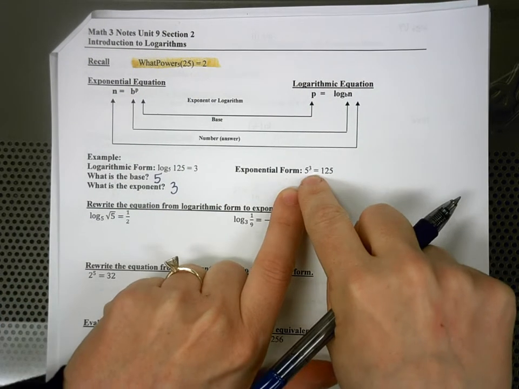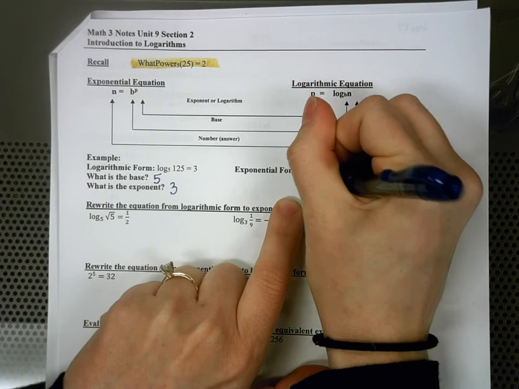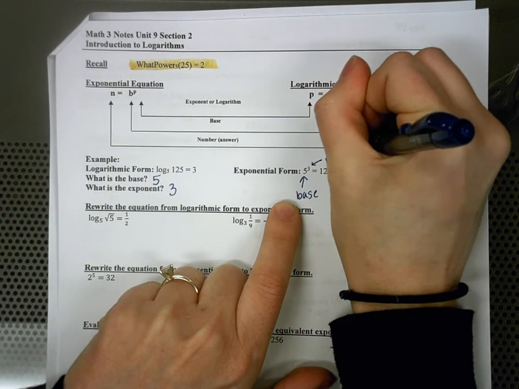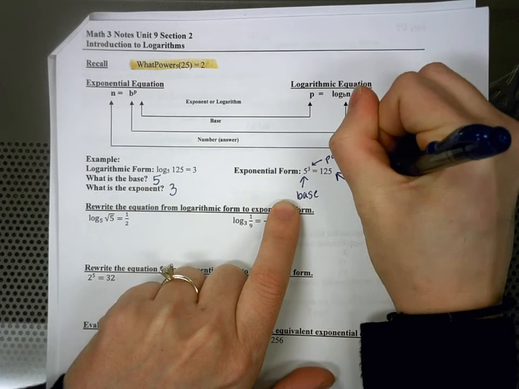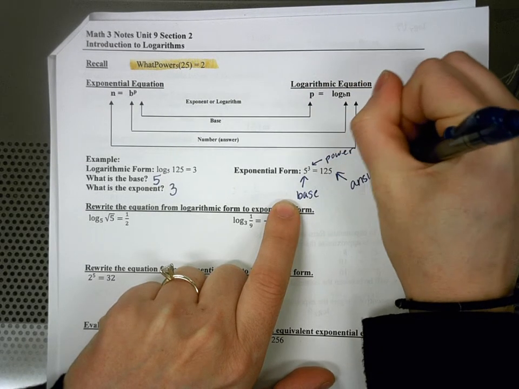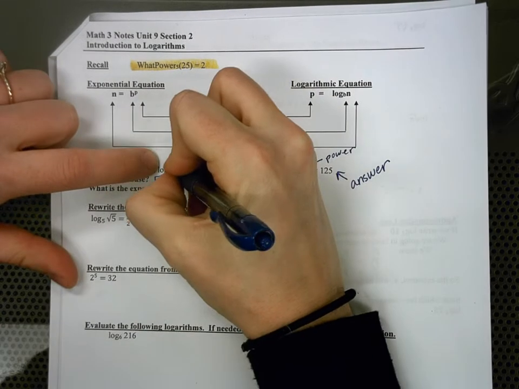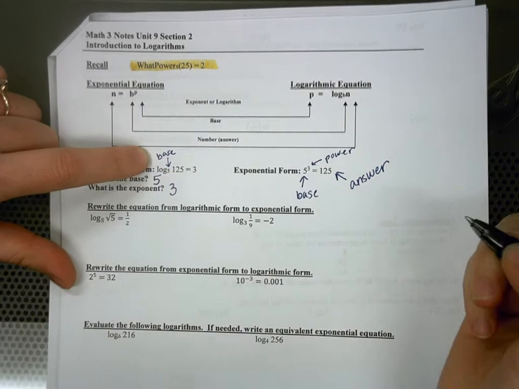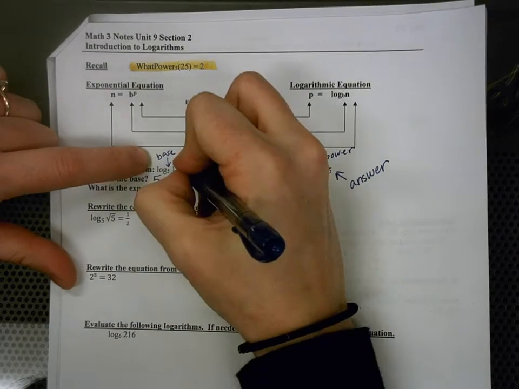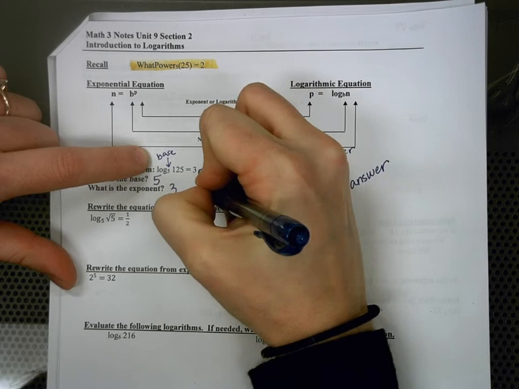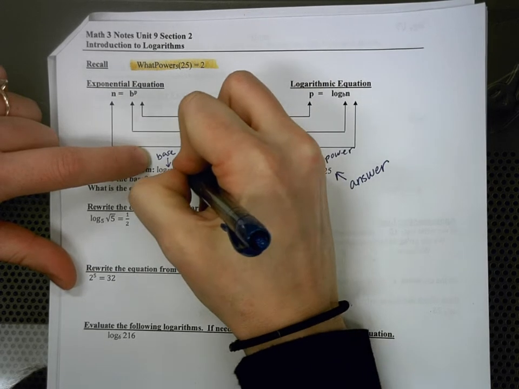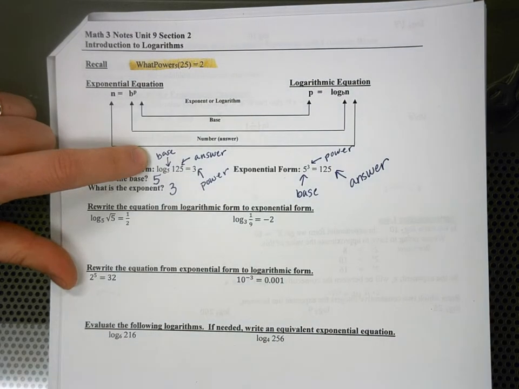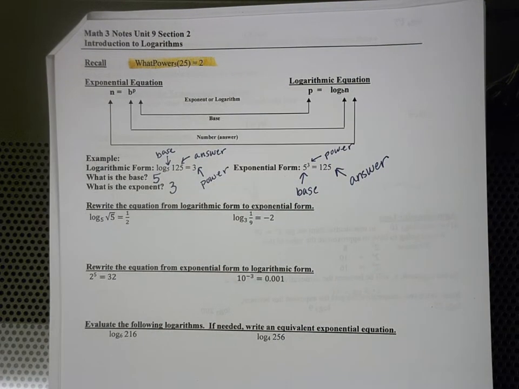So when we rewrite this in exponential form, we always write the base to the power equals the answer. But in logarithmic form, we have the base to what power, which is 3, gives us the answer of 125. Okay?